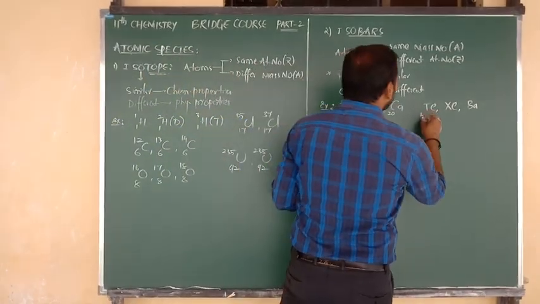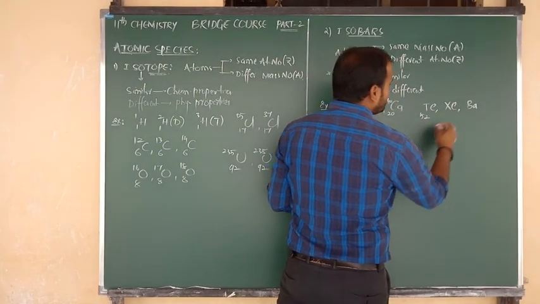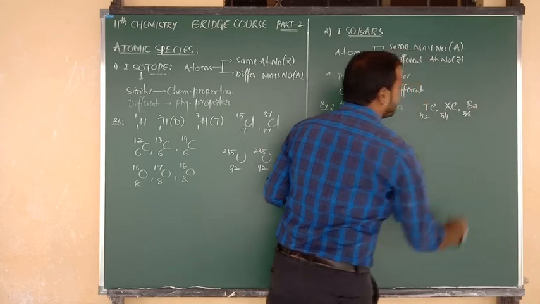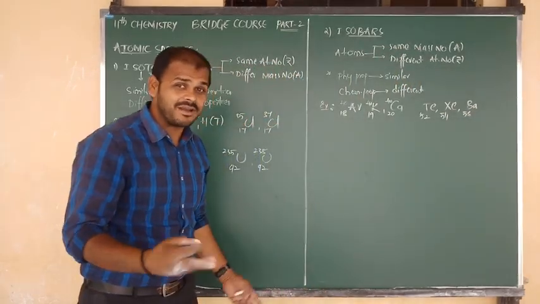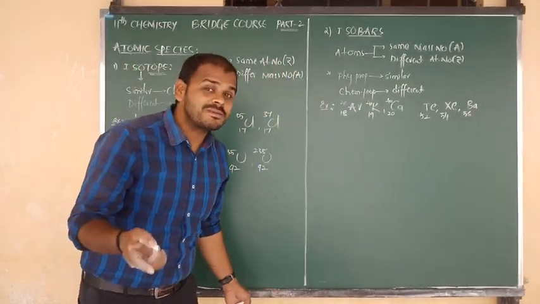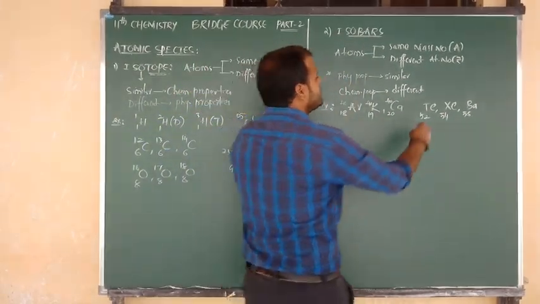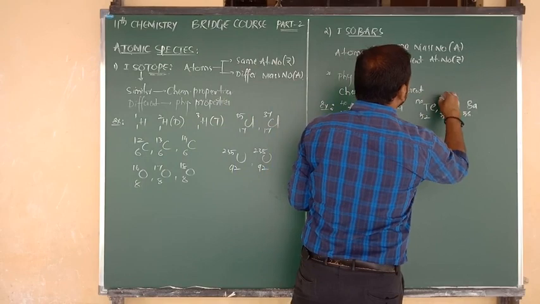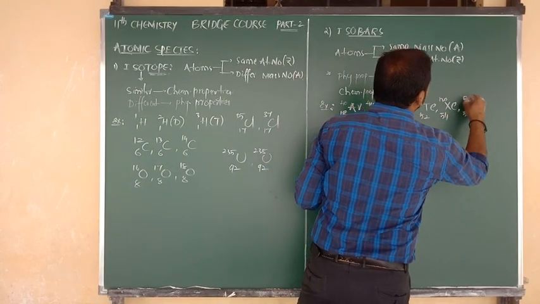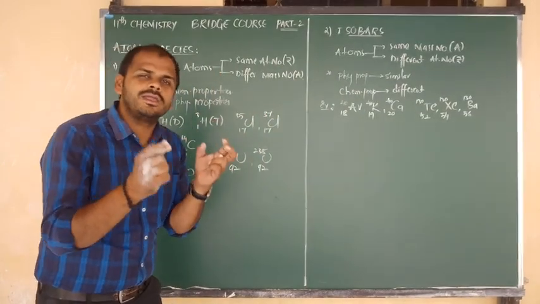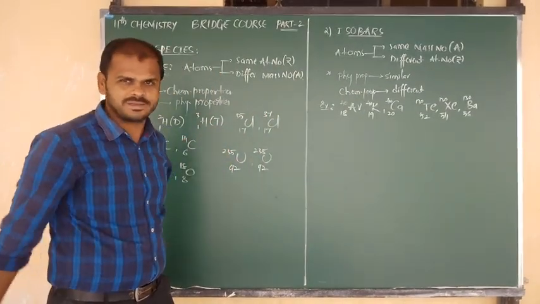But what about their atomic numbers? Tellurium contains 52, xenon contains 54, and barium contains 56. Their atomic numbers are different. Then what about the mass number? They should contain the same because of the category isobars. So almost all these three species have the same atomic weight, equal to 130 grams, or also we can say 130 units, I mean unified mass.